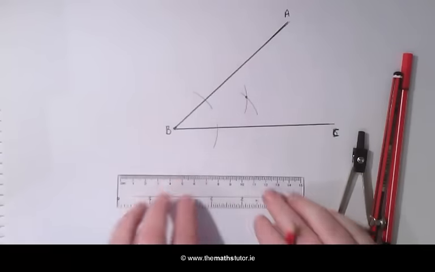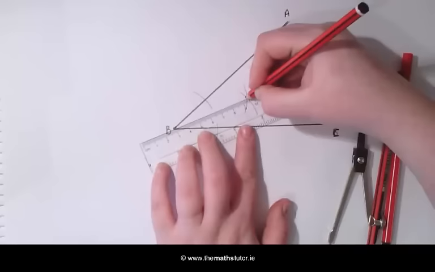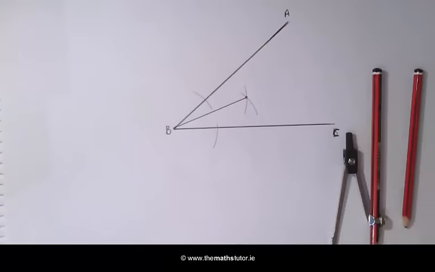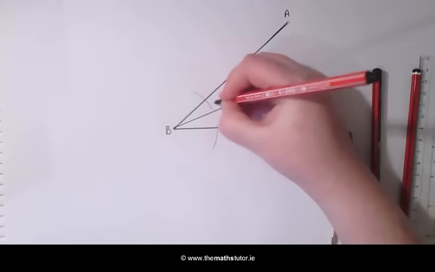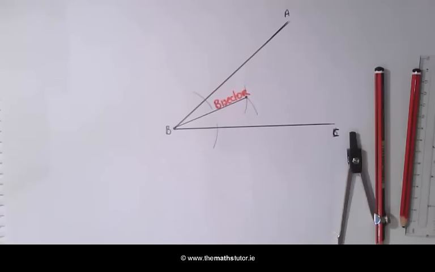And from our angle at B, we're going to draw a line to this point of intersection. And here we can see we have constructed the bisector of the given angle ABC.